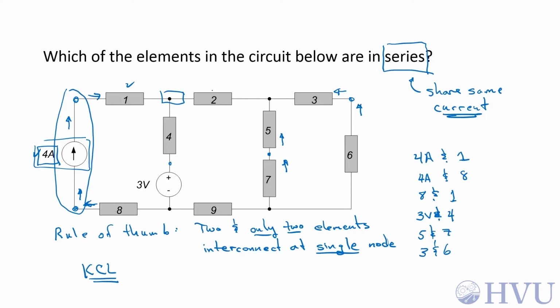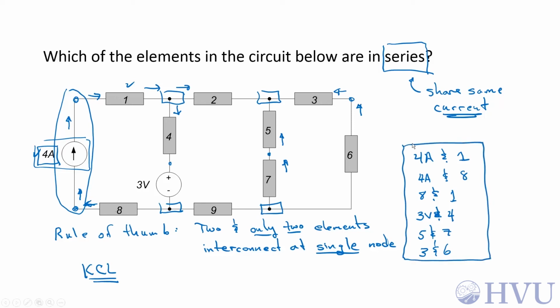This node, this node, this node, and this node all interconnect more than two elements. If I do KCL here, the current in one of these elements doesn't imply anything about the current into the others without additional information. So these are my elements that are in series.